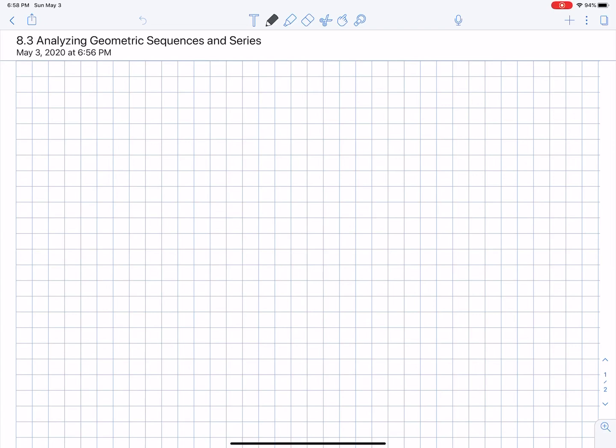All right, so 8.2 is all about those arithmetic sequences, and here we are now. We are going to go ahead and analyze some geometric sequences and series.